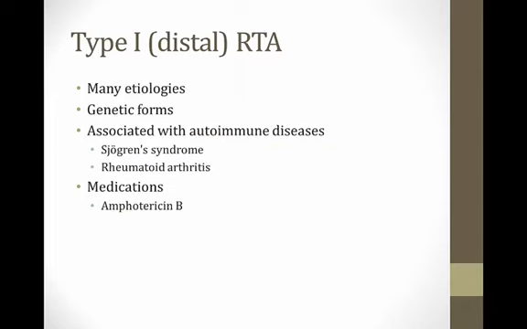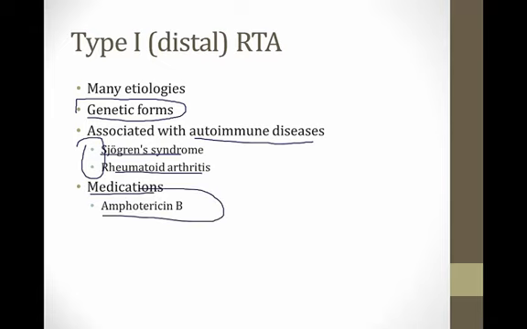There are many etiologies of type 1 RTAs, and there are genetic or inherited forms, but something that's extremely high yield to know for your boards is that these are associated with autoimmune diseases, especially Sjogren's and rheumatoid arthritis. So in a board question, a patient with a type 1 RTA is almost certainly going to have one of these two disorders. These are also associated with use of certain medications like amphotericin B.